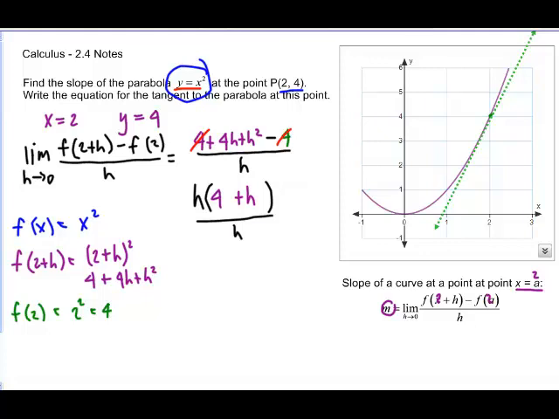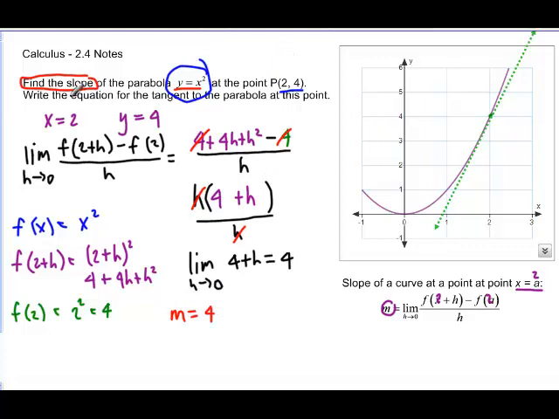And so then the h's cancel out, or divide out, and you're left with the limit as h approaches 0 of 4 plus h. And now we can substitute that 0 directly in, and we get 4. Okay? So that's the slope of the parabola when the x-coordinate is 2. The slope m is equal to 4.